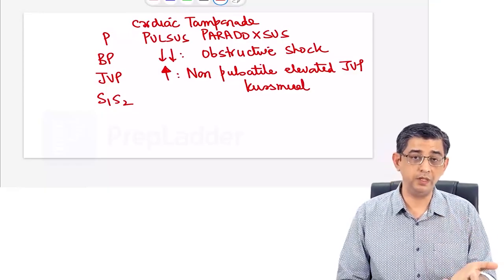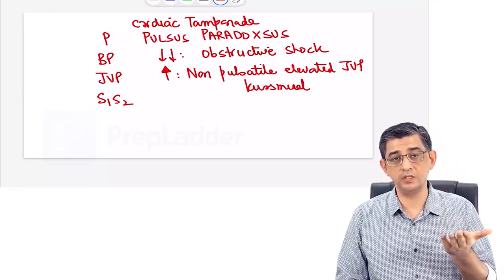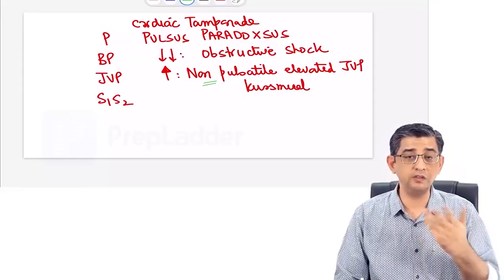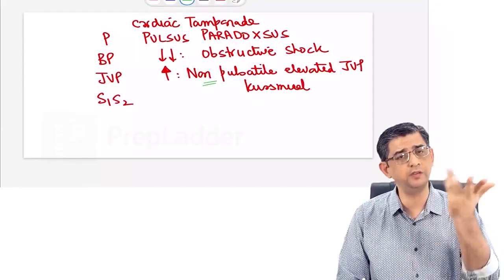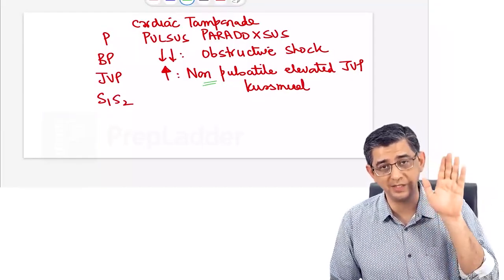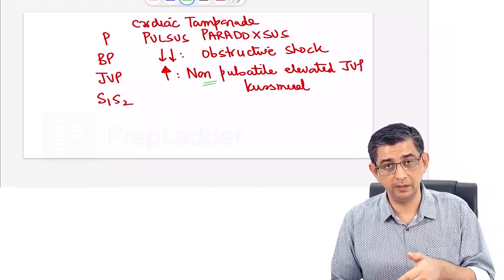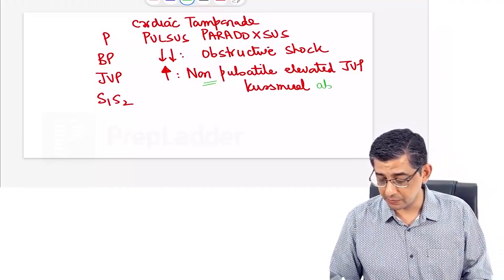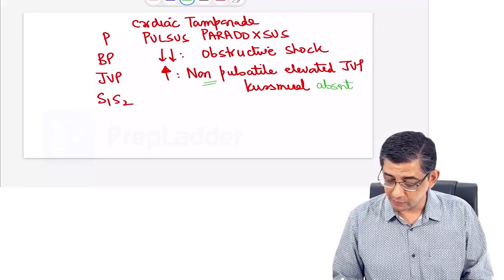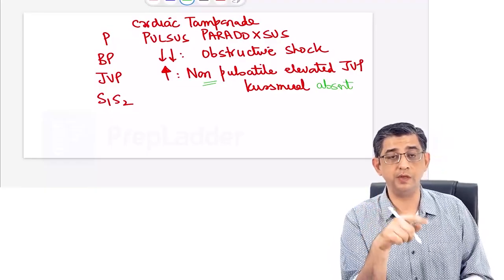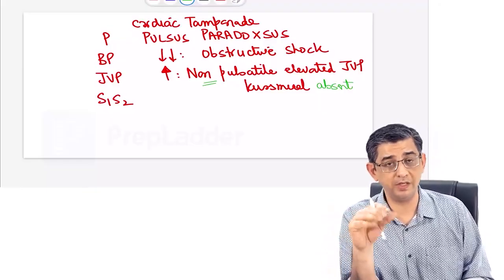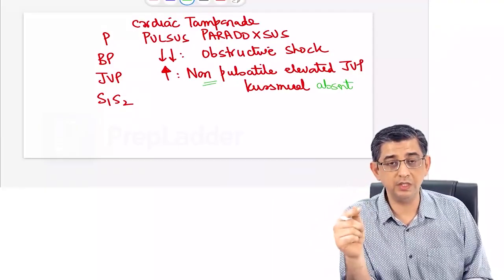Why? Because Kussmaul sign is the rise of the JVP, and in this particular case the column will become non-pulsatile. So you can't see the pulsation. You can't see whether it is falling or whether it is rising. Kussmaul is a rise. If it is non-pulsatile, you cannot see whether it is rising or not. So Kussmaul sign is absent in cardiac tamponade. I've explained this to you guys. Kussmaul sign is found in constrictive pericarditis, restrictive cardiomyopathy, right ventricular MI, right-sided heart failure, but is not seen in cardiac tamponade.